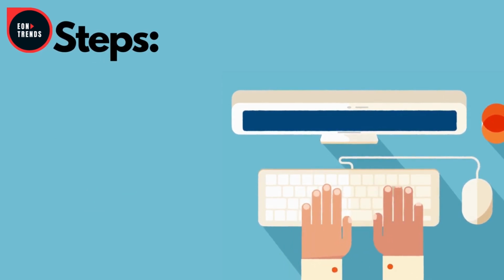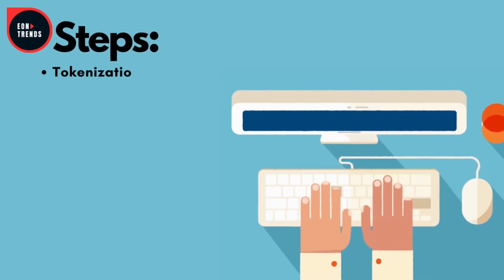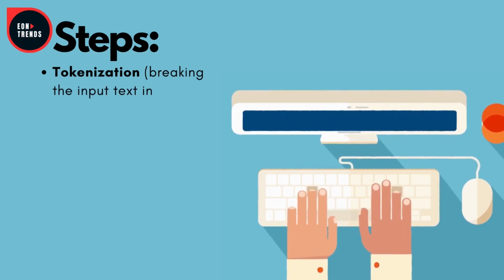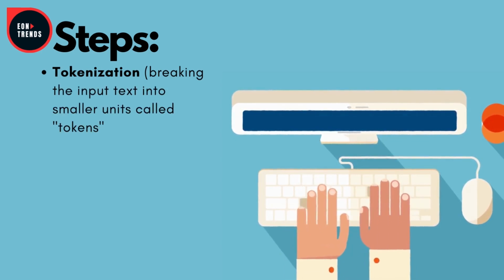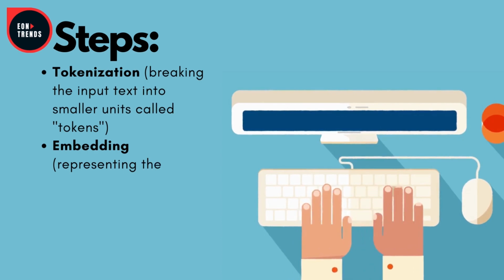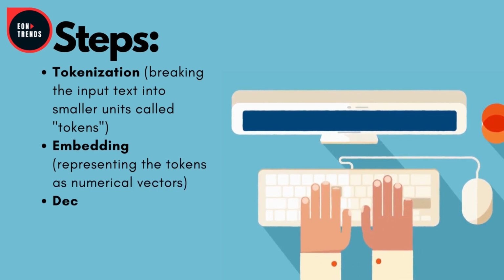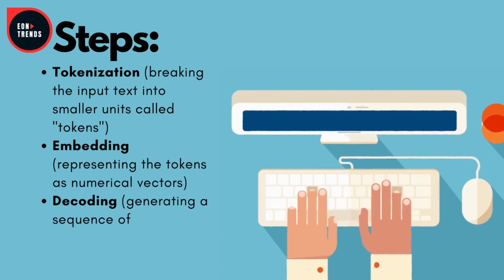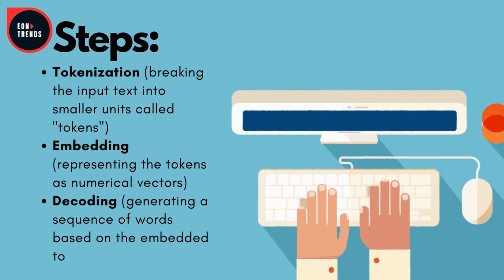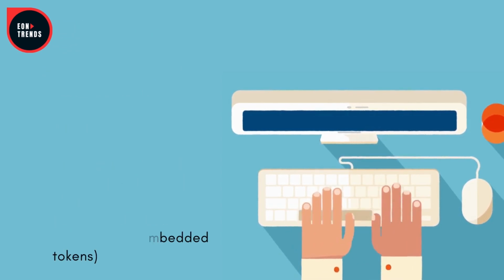The process of generating a response involves several steps, including tokenization, breaking the input text into smaller units called tokens, embedding, representing the tokens as numerical vectors, and decoding, generating a sequence of words based on the embedded tokens.